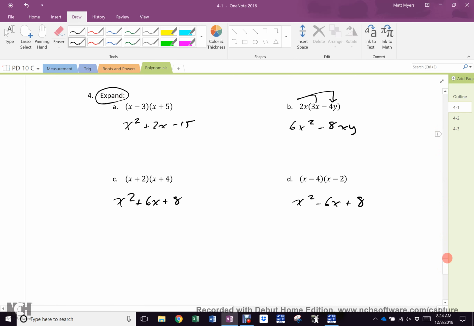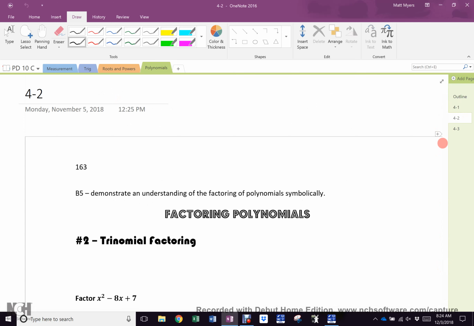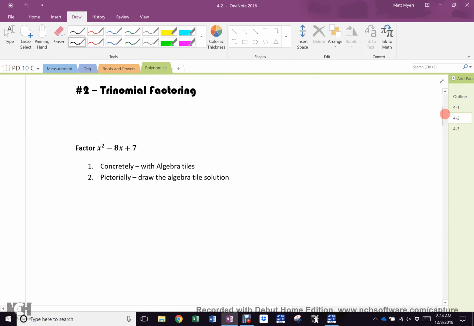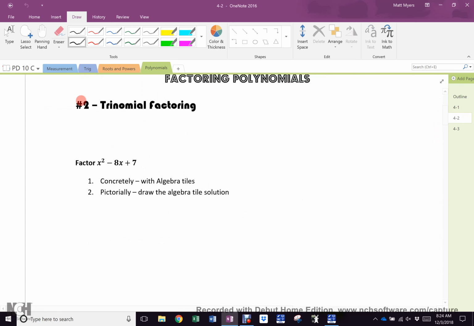All right, are we all good with GCF? We're all good with expansion, yes? All right, turn the page over. So, notice this is number 2, okay? This is factoring a trinomial.